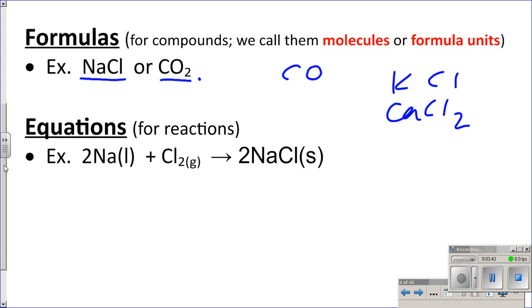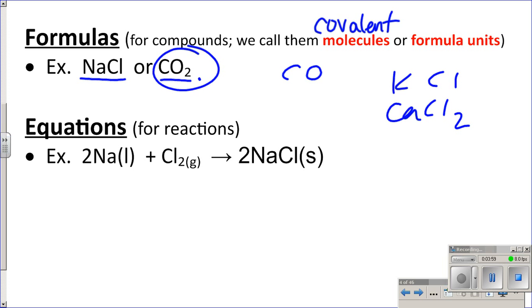Okay, so we've got formulas. The formulas, though, I didn't mention this earlier, come in two varieties. If it's a covalent compound, then we call it a molecule. So right here, this is a molecule of carbon dioxide.